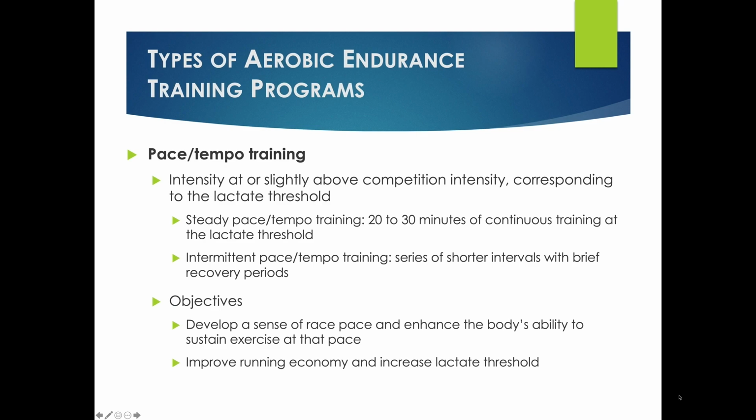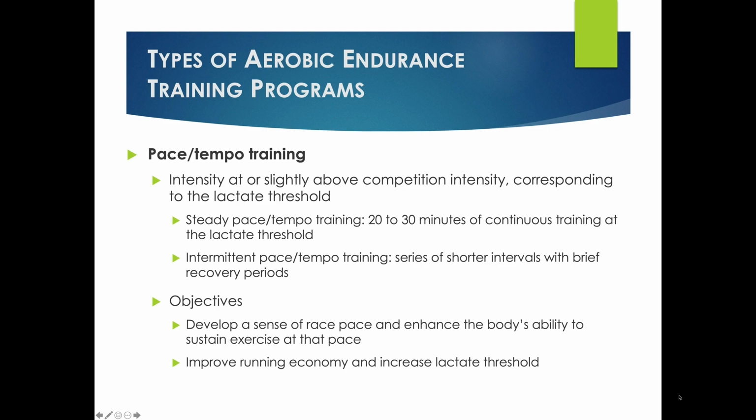You've got pace or tempo training. It says intensity at or slightly above competition, corresponding to the lactate threshold. So this is 20 to 30 minutes of continuous training at a lactate threshold. So right at that point where the threshold starts to spike, you become slowly anaerobic. You're kind of training right at that point right there. And the goal is to try and push the lactate threshold to the right as much as possible.